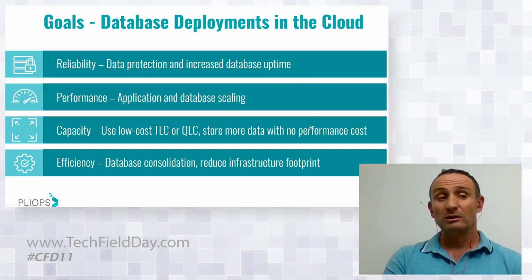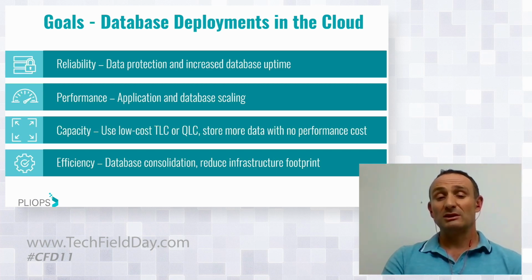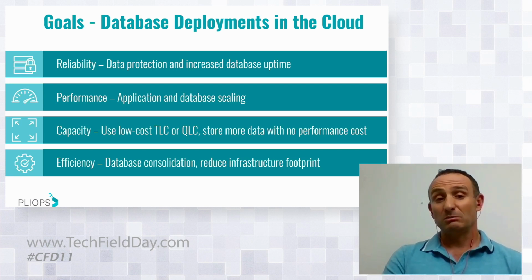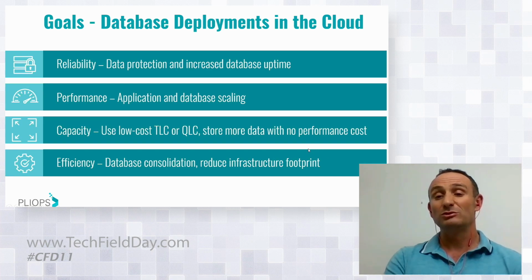With the Pliops card, we're actually speaking about the vertical scaling within every single server, so that we can make better use of its compute resources. Capacity, of course, which drives cost. So people would like to use lower cost TLCs or QLCs, but with no performance penalty. And at the end of the day, vertical scalability and performance are linked to efficiency, because doing more on an accelerator card allows us to consolidate databases, run more database instances per server, and at the end of the day, reduce the infrastructure footprint.